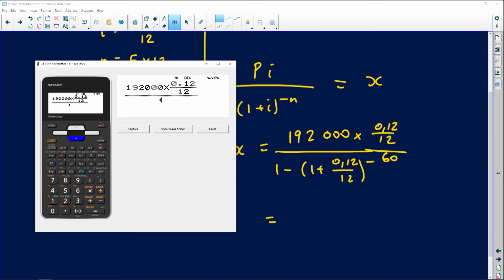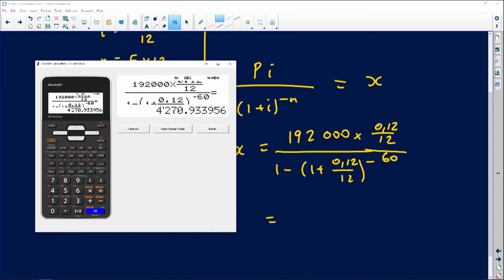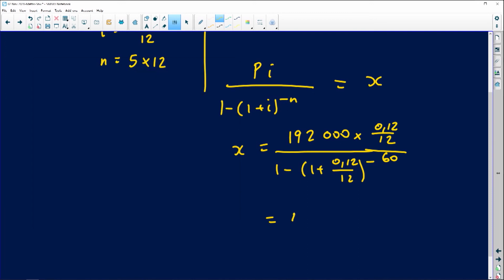Awesome stuff. So I've got 1 here and I have 1 plus, what's the interest? It's 0.12, everything divided by 12, and then you go to the right, you close the bracket. Remember, for some weird reason, you guys always forget that negative sign on your exponent. So it's negative 60, and then if you press the equals sign, we're getting 4,270.93. It's money, so we need to round off to 2 decimal places all the time. So this is what this guy must pay on a monthly basis.